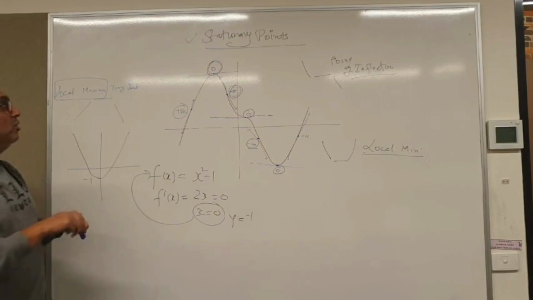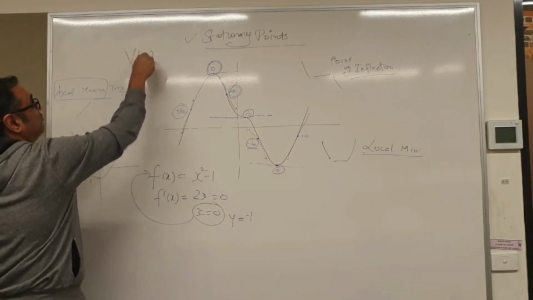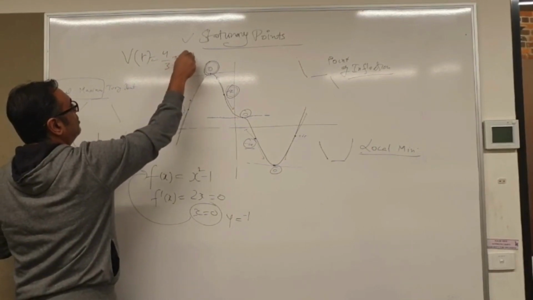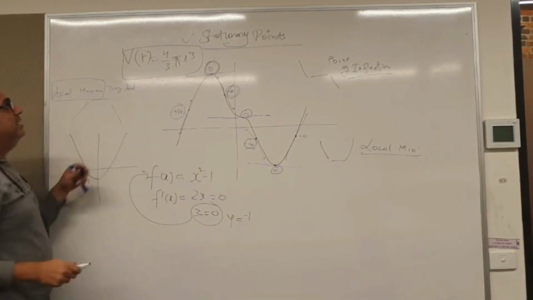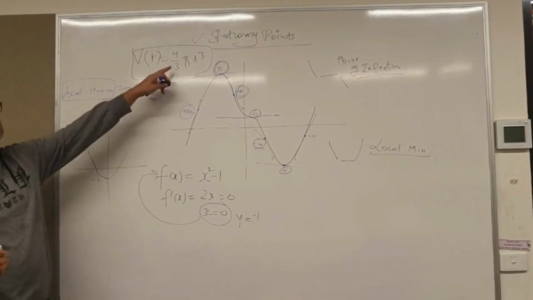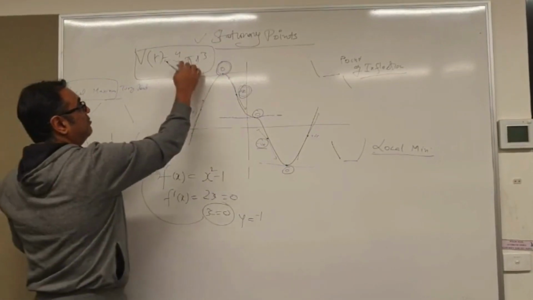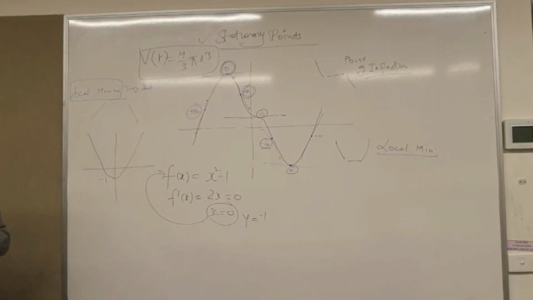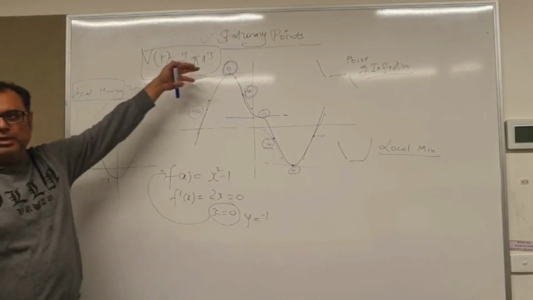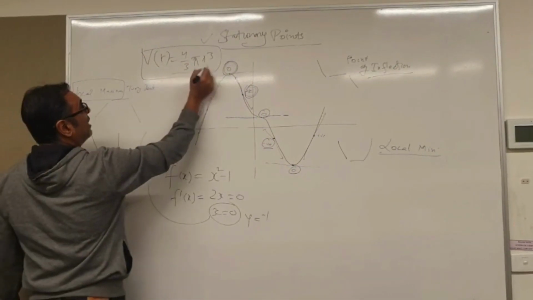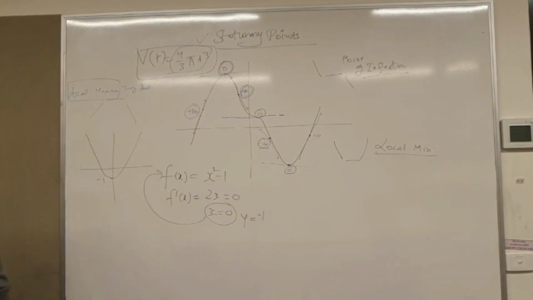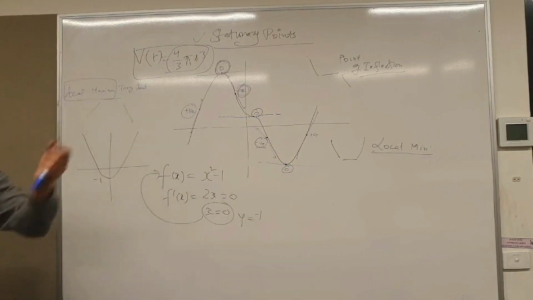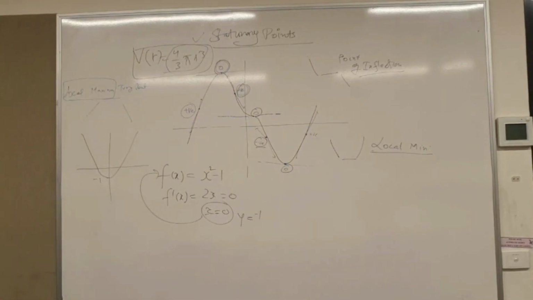For example, if your volume was a function of radius and you had something like 4 by 3 pi r cubed. This is a sphere. Tell me for this sphere, for what radius you will have the maximum volume, and there will be a domain and stuff given to you. So what you do is you find the derivative, equate it to 0, find the radius. So that's the point where your function will be either a max or a min. Right? That's how you find it.